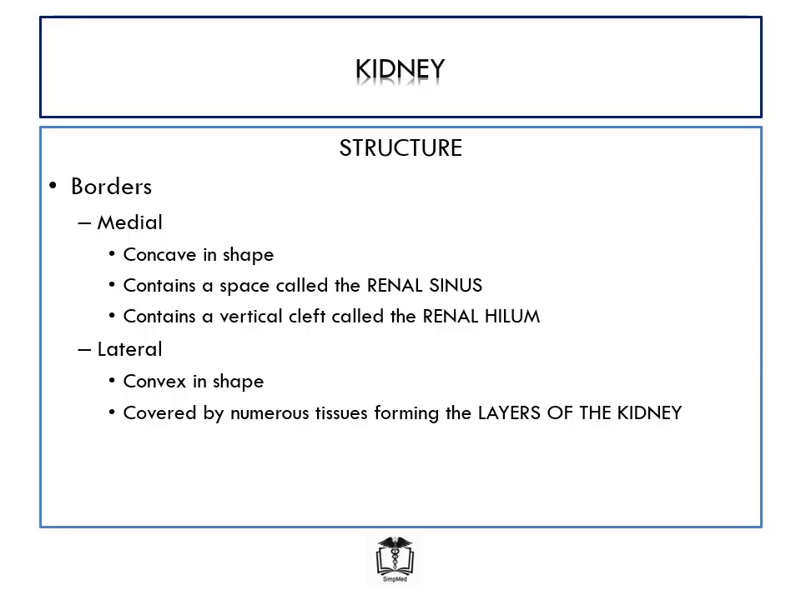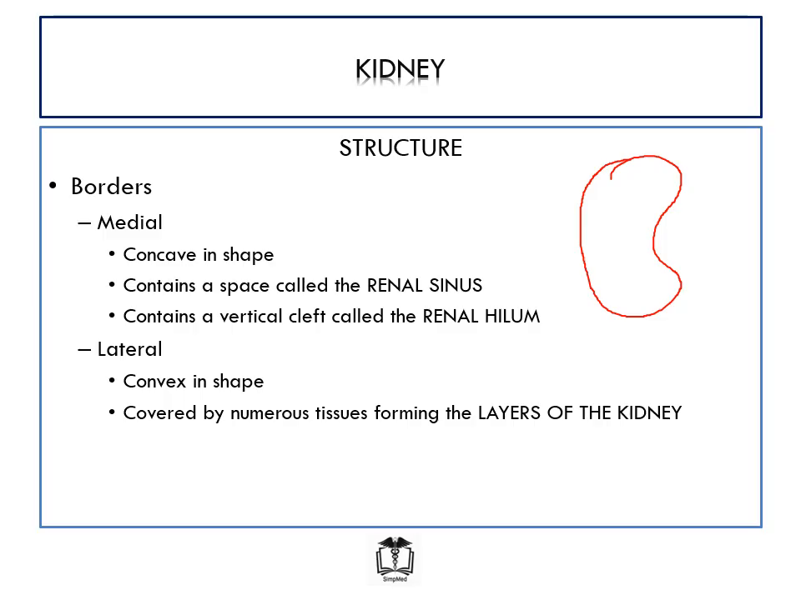Let's talk about the borders of the kidney. The kidney has two major borders, a medial border, which is concave in shape. So if I'm to draw an outline of a kidney, it has this bean-shaped appearance. The bean-shaped appearance will make it have a medial and a lateral border. So the medial border is this indentation, this concave indentation of the kidney.